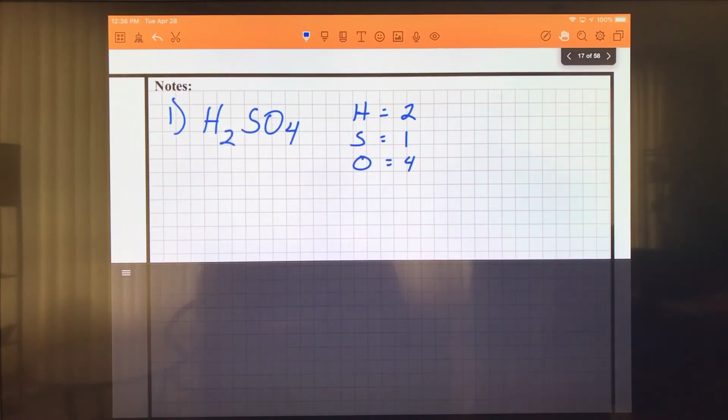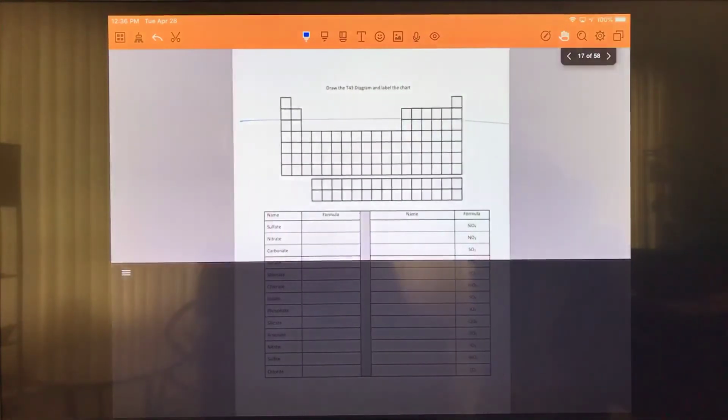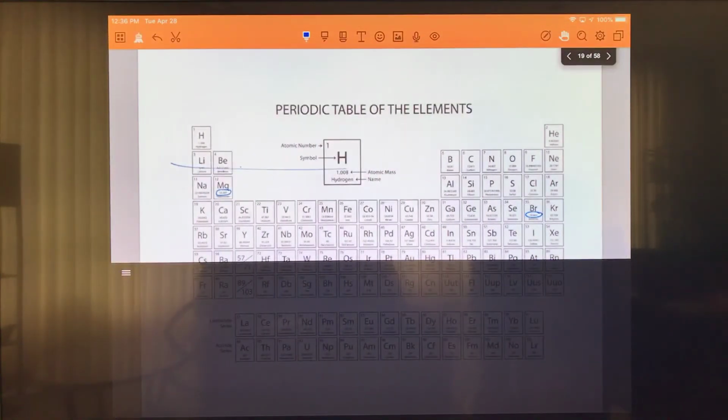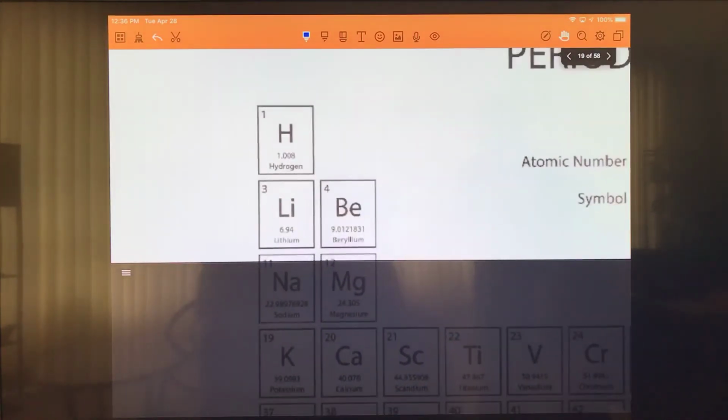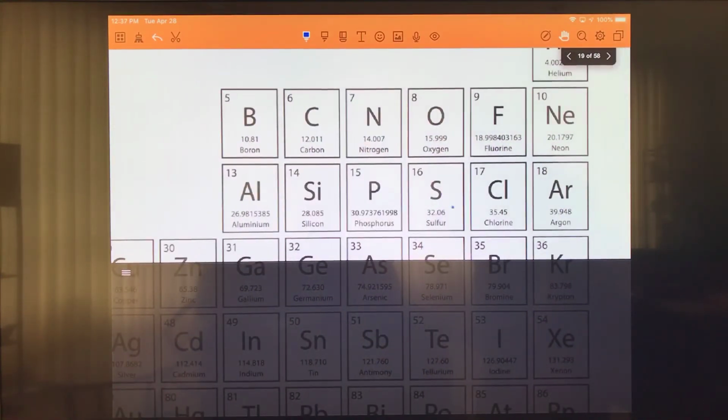All right, now I have to go over to my periodic table. I'm going to look at hydrogen first. I'll have to remember that, 1.00, but I'm just going to use 1. Then sulfur, right there, 32, and then oxygen right above it, and I'm going to round that to 16. So I'm going to use whole numbers.